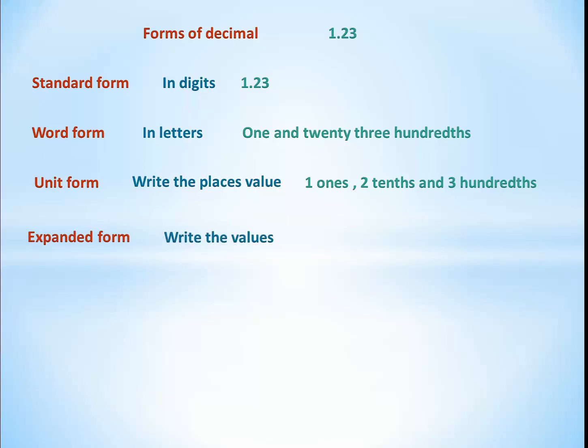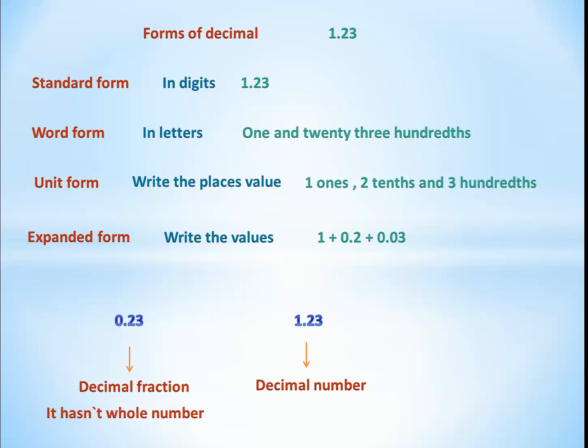1 plus 0.2 plus 0.03. Okay, 0.23 and 1.23. 0.23 is a decimal fraction because we don't have a whole number. 1.23 is a decimal number because we have a whole number. Okay.